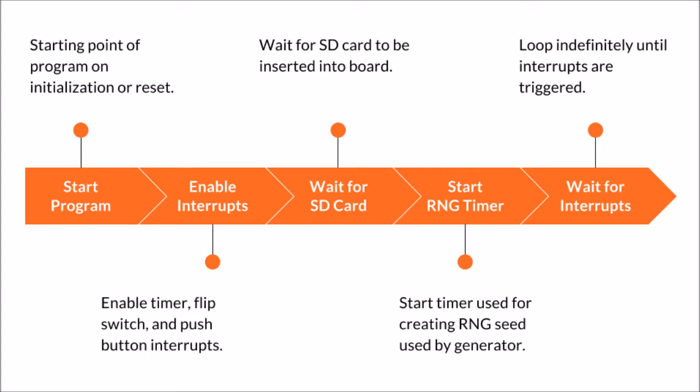Once the SD card is finally in place, a timer is started, and this timer is used to find an RNG seed that can be used throughout the game to generate the different patterns that are going to be displayed on the LEDs. Once this is finished, it goes into an infinite loop where it waits indefinitely until an interrupt is triggered.